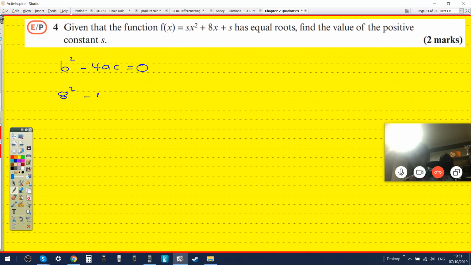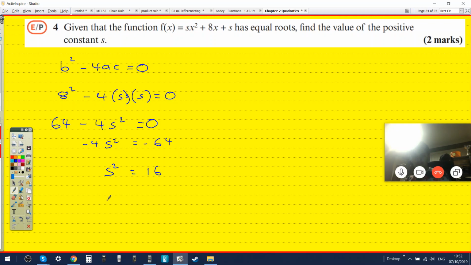minus 4 s and then s equals 0, and then that would be 64 minus 4s squared equals 0, and then so then it'll be minus 4s squared equals minus 64, and then s squared equals minus 64 divided by minus 4, and then you square root 16, and so s is 4.